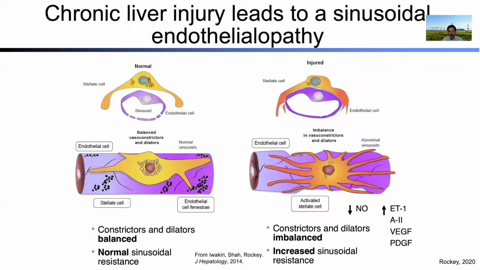So in the big picture, just finishing the story, in the normal liver, you have a balance between vasoconstrictors and vasodilators. Again, this is at the sinusoidal level, and you have normal sinusoidal resistance. Whereas in the injured liver, there is an imbalance between the vasoconstrictors and dilators. I've shown you there's an increase in endothelin, there's a decrease in nitric oxide, and this leads to an increase in sinusoidal resistance. And this is almost certainly most prominent early in liver disease, you know, when you've got portal pressure in that 4 to 8 to perhaps 10 range.